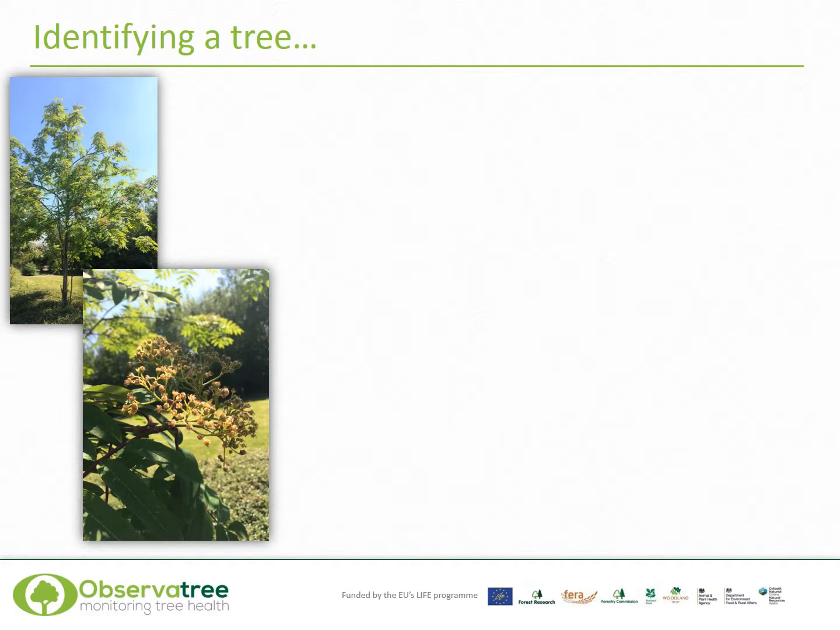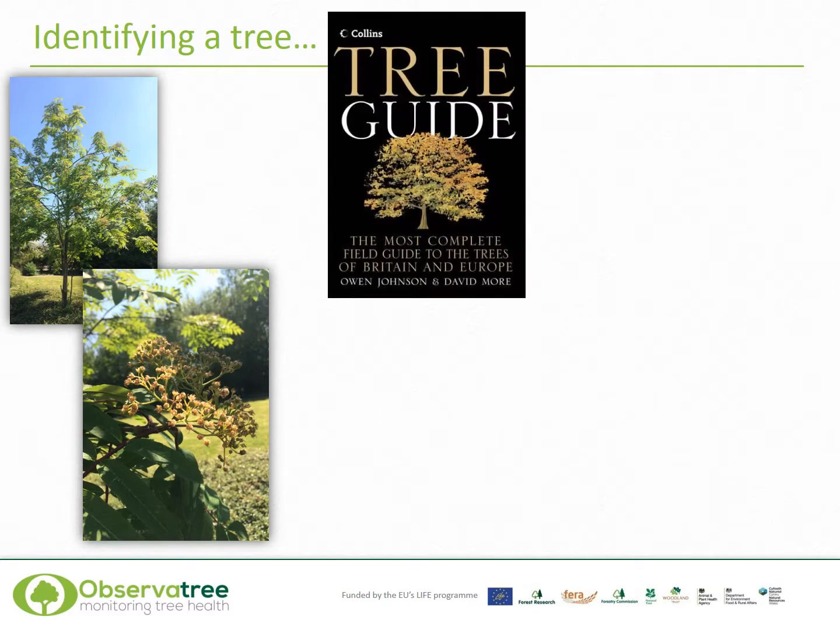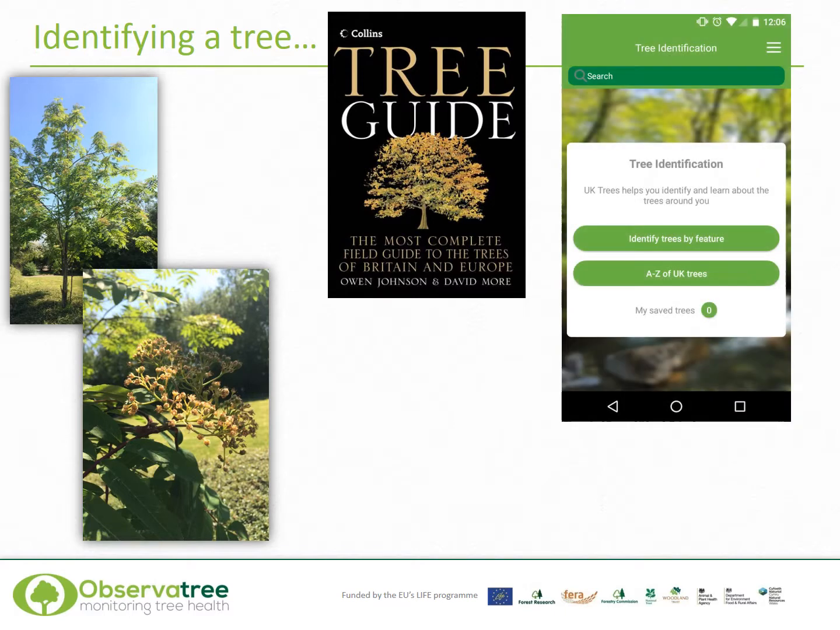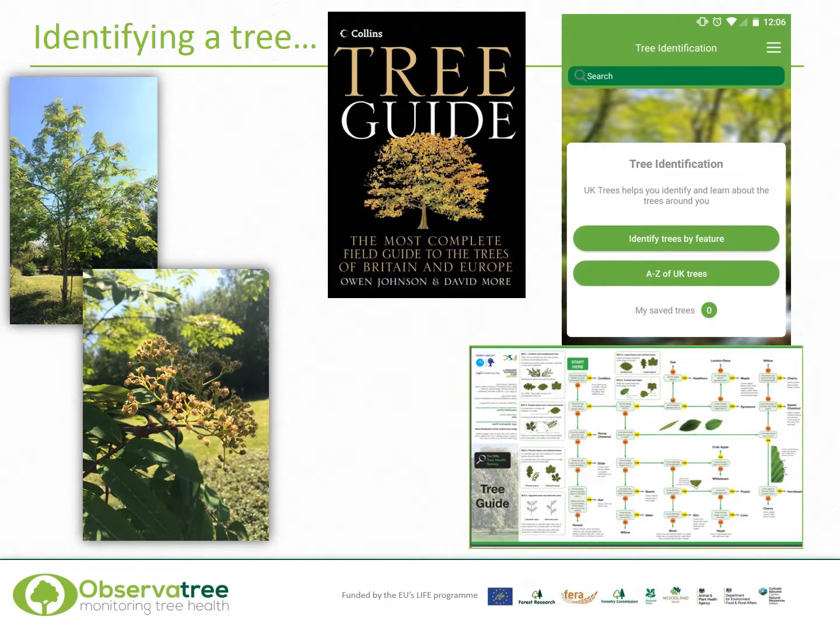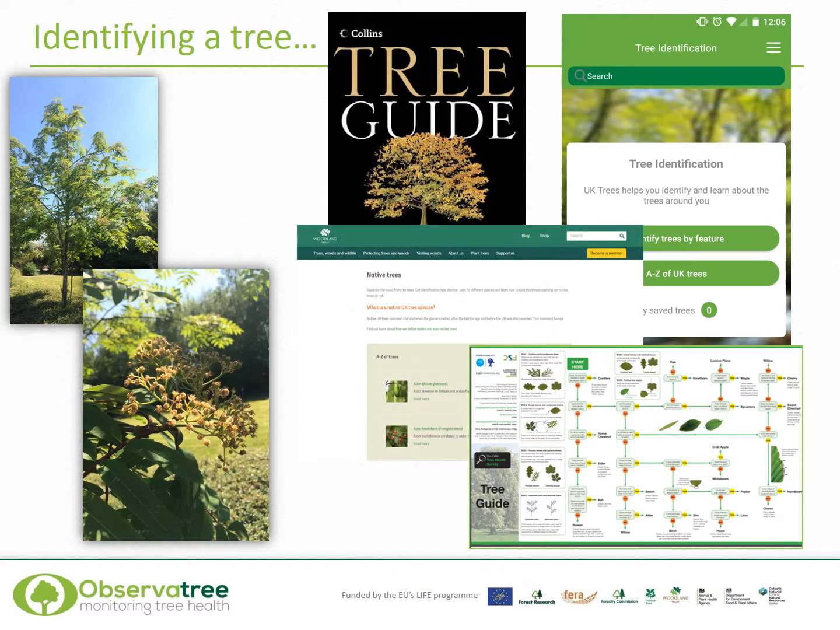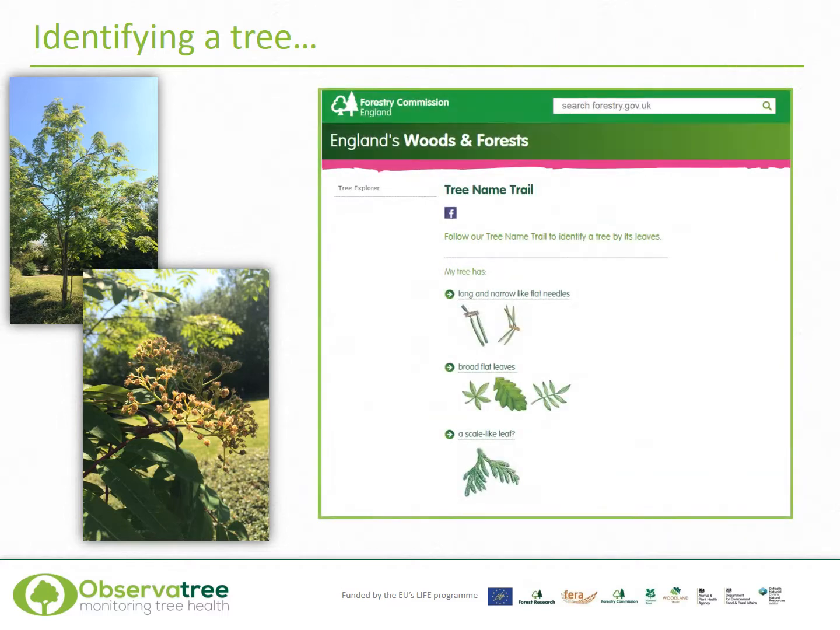There are many tools for the identification of trees, including books, phone or tablet apps, such as the Woodland Trust Tree ID app, printouts, posters and websites. Many of these resources will use an identification key which asks a series of questions, which answers lead on to further questions until you reach an answer. For example, the Forestry Commission have a tree name trail, which again, information about this is at the end of the video. All the keys will use features of the tree to identify it, usually the leaves, but sometimes also the flowers or fruit. In this case, we can follow the key using the leaves.